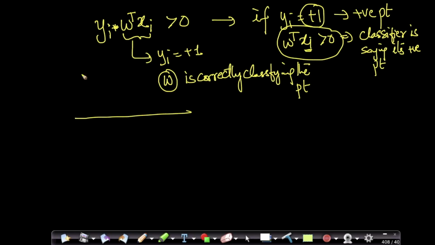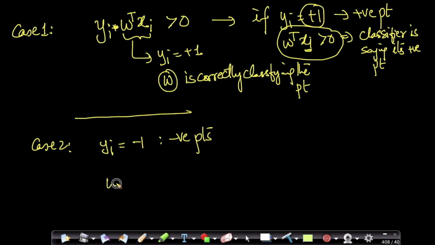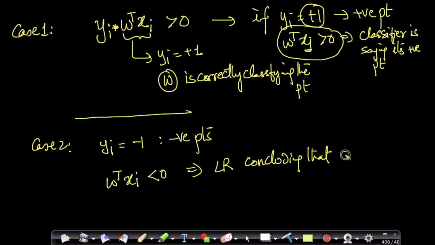This is case 1. Let's look at case 2. Case 2 is, let's assume yi equals -1, which means it's a negative point, and let's assume W transpose Xi is less than 0. When W transpose Xi becomes less than 0, then your logistic regression is concluding that your xi is a negative point. Now what happens to it? Now if I take yi times W transpose Xi, since this is negative and this is also negative, multiplying two negative numbers will become greater than 0.